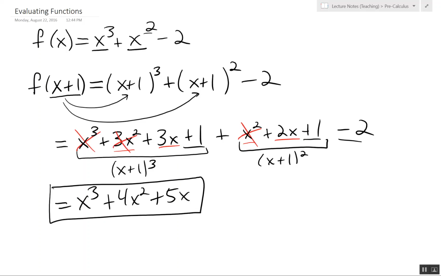So once you have these skills and have them practiced, then you're ready to move on to the last topic in this section, which will be the subject of our next video, difference quotients.